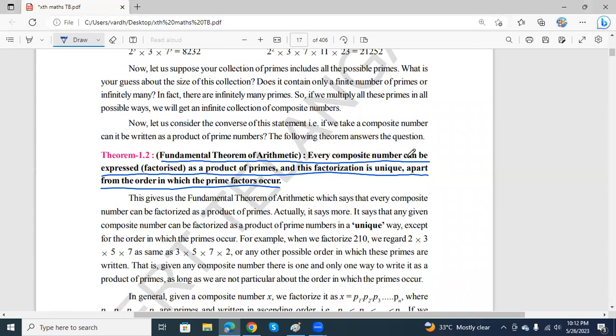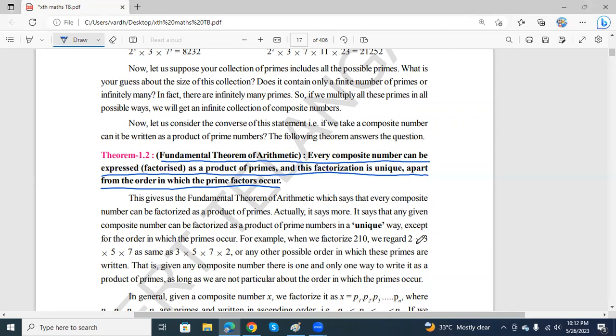Take a composite number; it can be expressed as a product of primes. So you need to split that composite number and write it as a product of primes. That factorization should be unique. You cannot divide much further. That is the final one, apart from the order in which the prime factors occur.